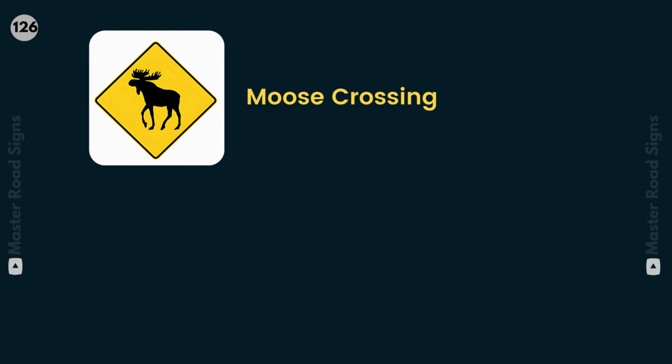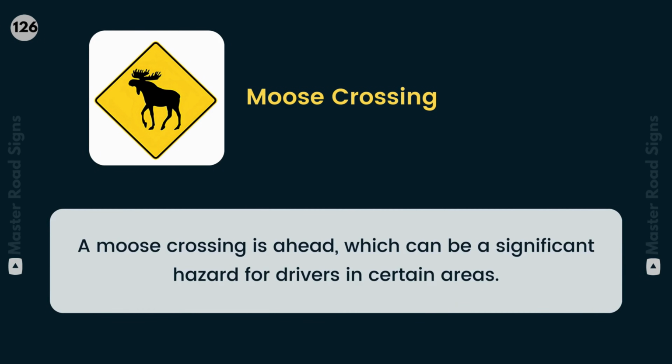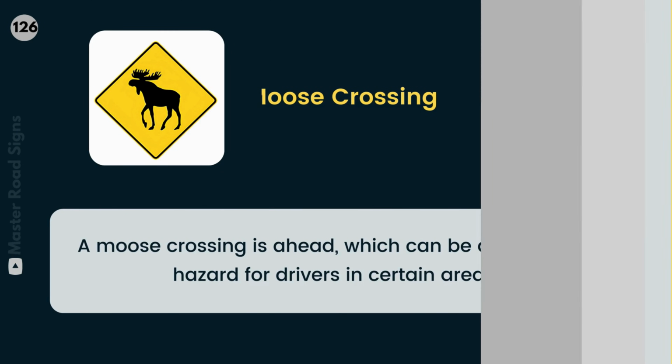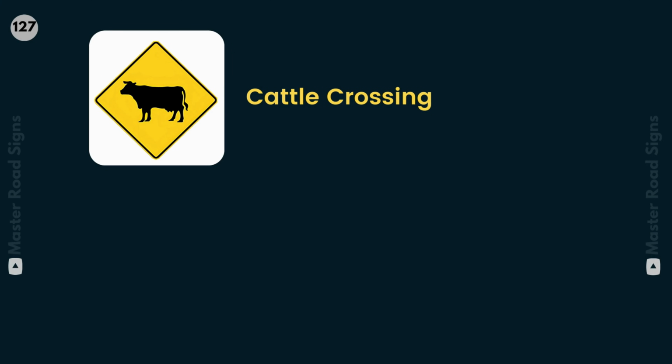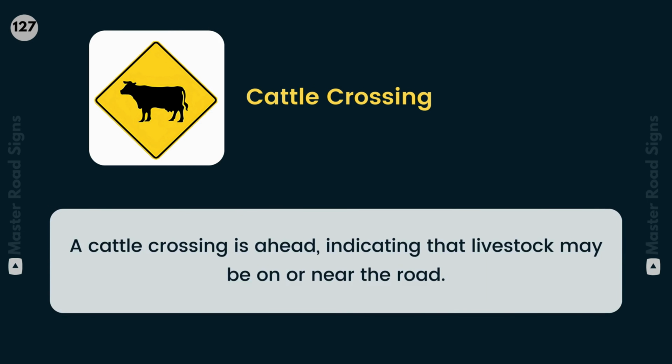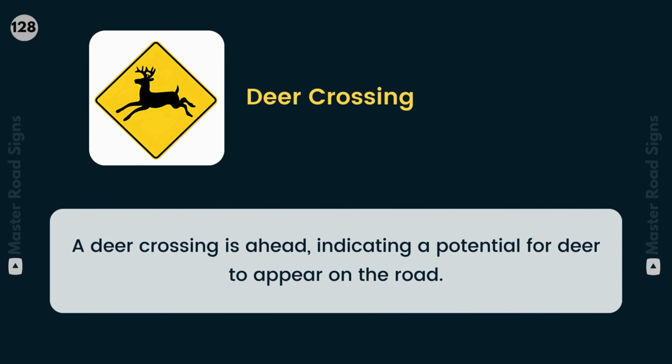Moose crossing sign. A moose crossing is ahead, which can be a significant hazard for drivers in certain areas. Cattle crossing sign. A cattle crossing is ahead, indicating that livestock may be on or near the road. Deer crossing sign. A deer crossing is ahead, indicating a potential for deer to appear on the road.